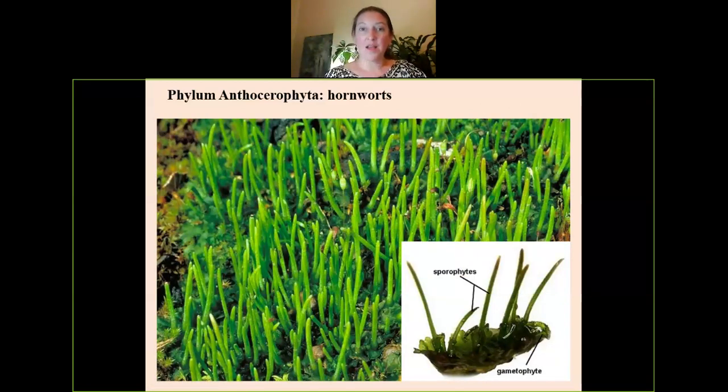So just like the mosses, and just like the liverworts, the sporophyte plants of hornworts always have to be attached to the gametophyte plant because it's never independent. There's the gametophyte plant down there.